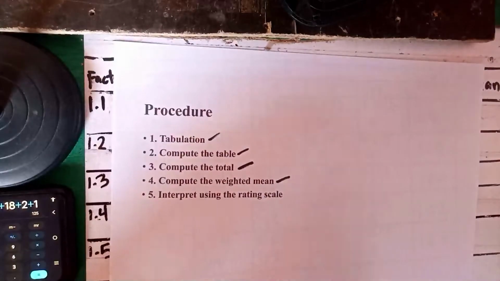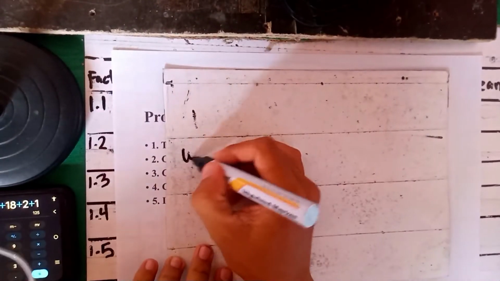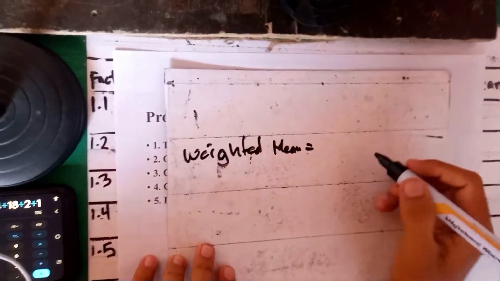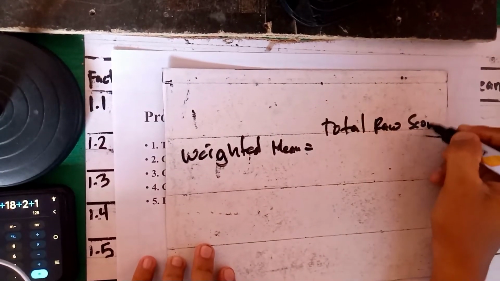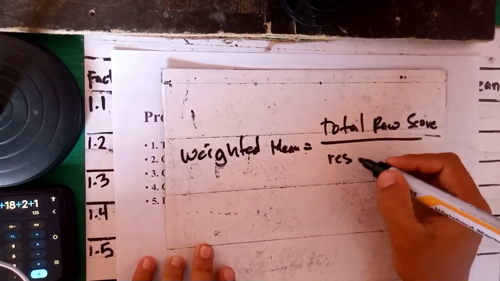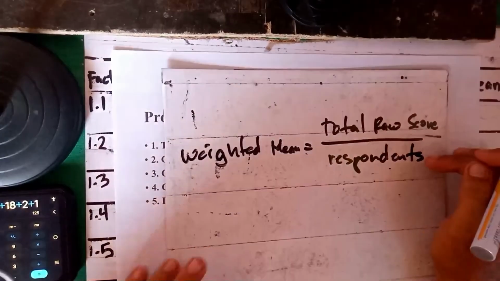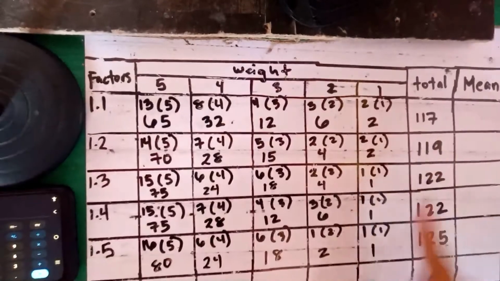So procedure 3 accomplished. The next step would be to compute the weighted mean of our computation. The weighted mean of this process would be equal to the total row score divided by the respondents, which is 30 from earlier. I said earlier that the respondents are important because we need them in getting the weighted mean. That is the fourth process, which means that is 117 divided by 30.